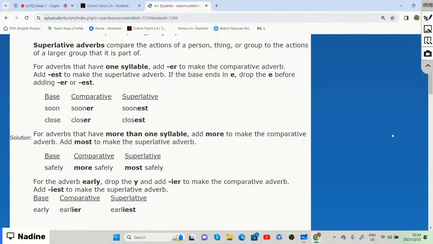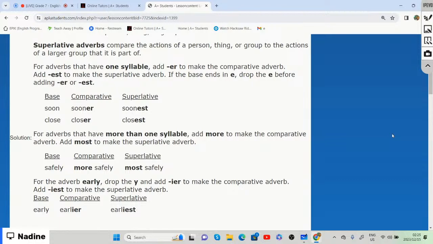And for the adverbs, for example, early, we then drop the Y and we add the IER to make the comparative adverb, and we add IEST to make the superlative adverb. So we have early, earlier, earliest. So we drop the Y and we either add the IER or the IEST.